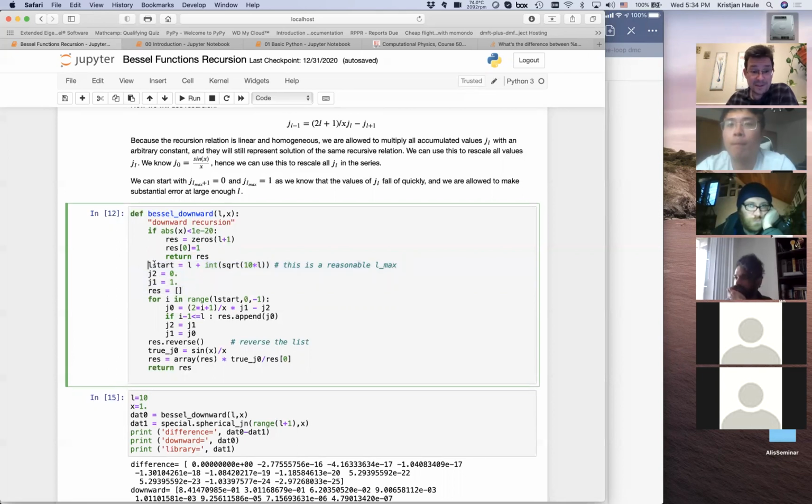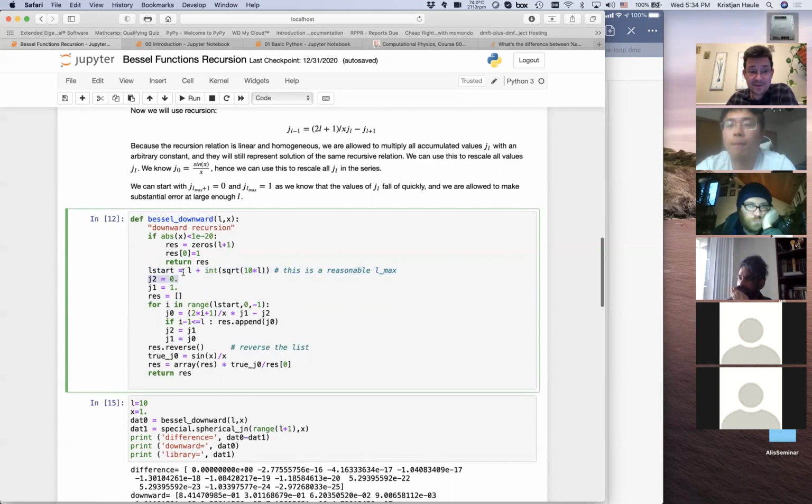So we start with some large L, then we set J2 to 0. This is what I said before. J at L max plus 1 is set to 0. Then J1, which is JL in this case, is going to be set to 1. And then we are going to iterate down. So first we prepare an empty list, actually a Python list. And then we're going to save in the Python list only the values which we actually need to return, not all of the values that we're going to calculate.